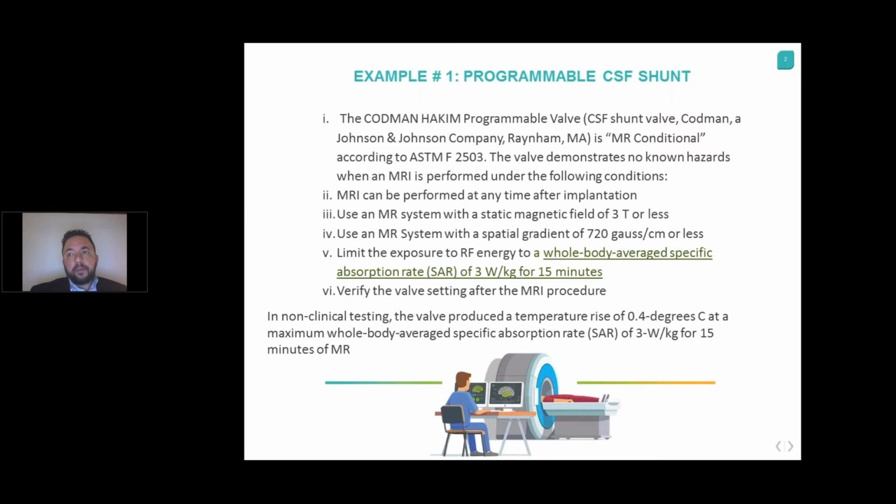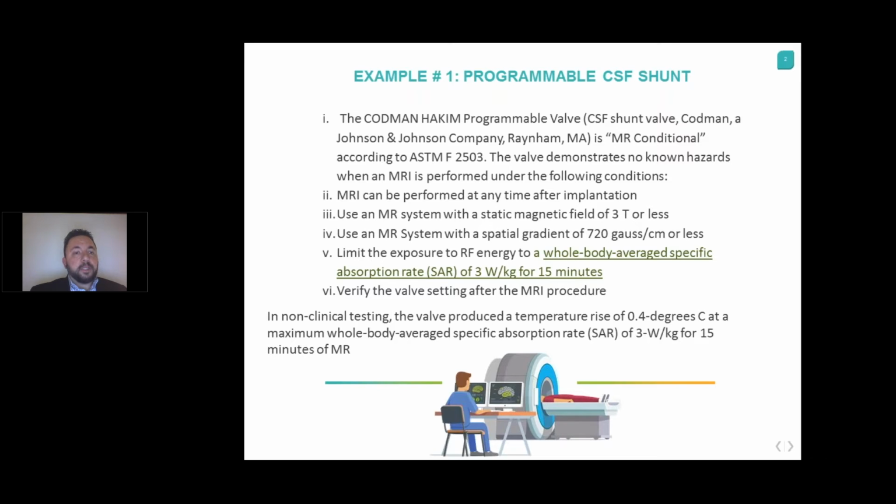The implanting neurosurgeon or neurologist will control the pressure setting of this particular device with a handheld magnet. Obviously, the MR machines we've already established utilize very strong magnetic fields, so the programmable CSF shunt needs to be verified as far as its pressure setting following the MR procedure.